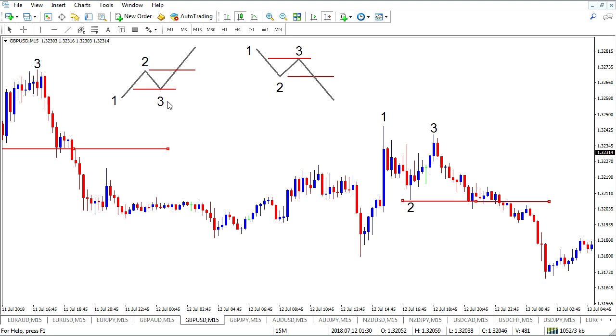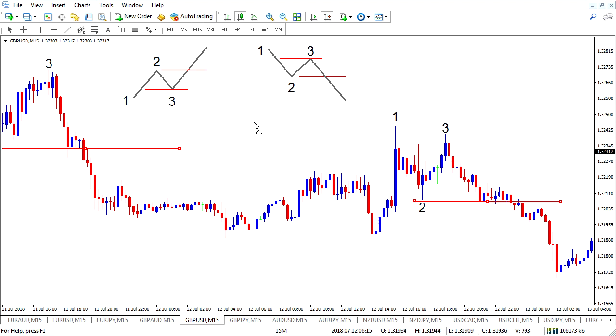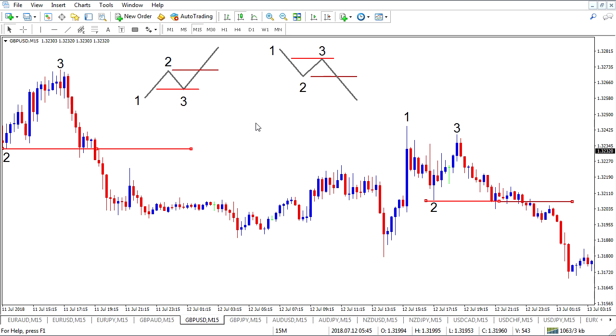This is a really powerful formation, and I really want you to take advantage of this. Please take a look for it on your charts, and if you can, trade it. Try it on a demo for a little bit. This is a great formation. You're going to see it all over the place, and there's no point leaving that money on the table.